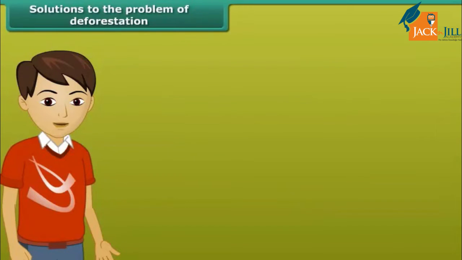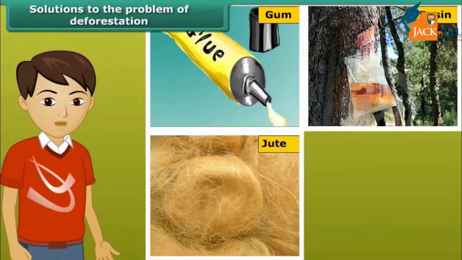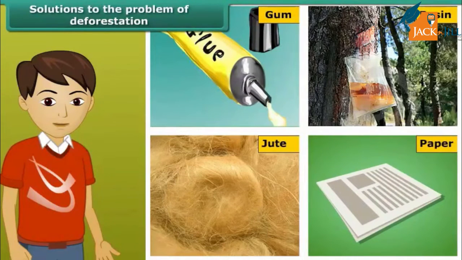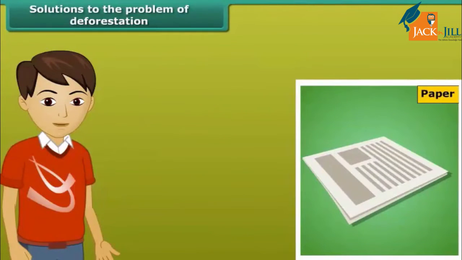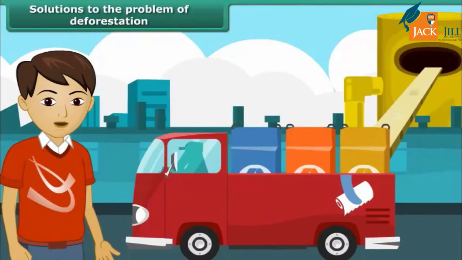We get many things from forests. Gum, resin, jute and paper are important products. Can you think of any alternatives available for paper? What would happen if we had no wood? Well, to all these questions, recycling of paper is the simple answer.